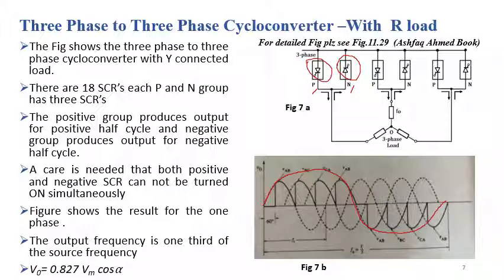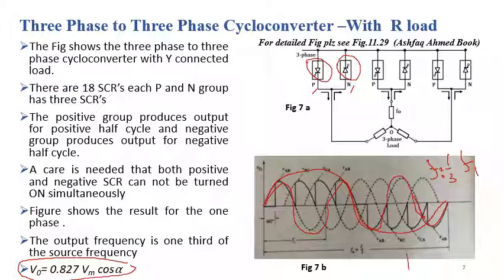It can be clearly seen from figure 7b that the average value of the output voltage is computed using this relationship, and the frequency of the output signal is one-third of the input signal frequency. How? For each cycle of the output voltage, there are 3 cycles of the input signal. So this is the first cycle of the input voltage, this is the second cycle of the input voltage, and this is the third cycle of the input voltage.